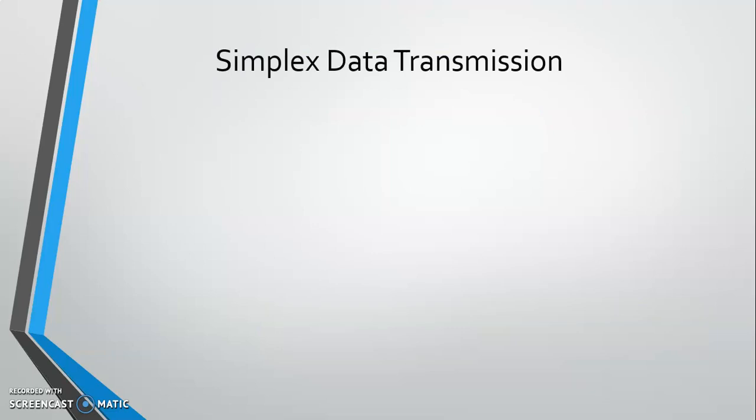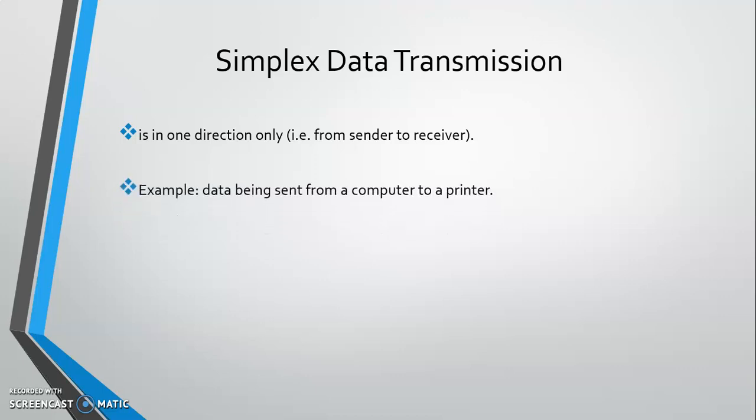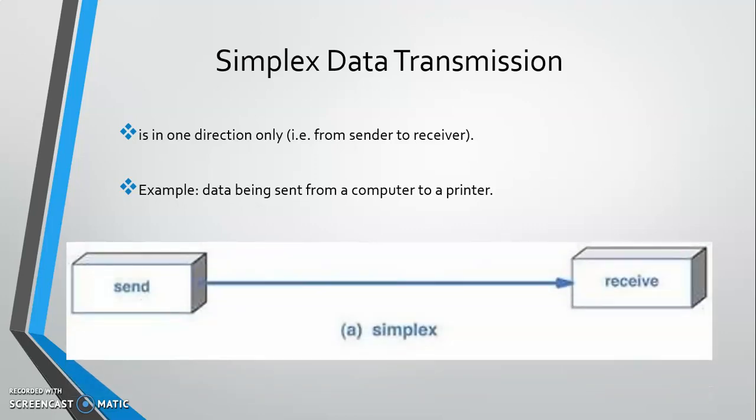First of all, we have to discuss simplex data transmission. Simplex data transmission is one direction only. That means data can be sent in one direction from sender to receiver. For example, data being sent from computer to printer. A good example would be your keyboard to your CPU. The CPU never needs to send characters to the keyboard, but the keyboard always sends characters to the CPU. Similarly, a computer almost always sends characters to a printer, but a printer usually never sends characters to the computer.